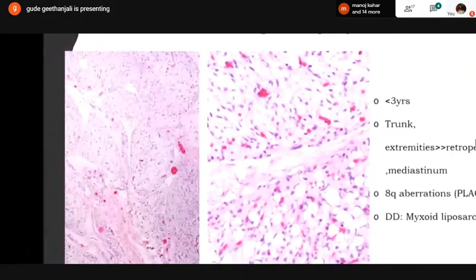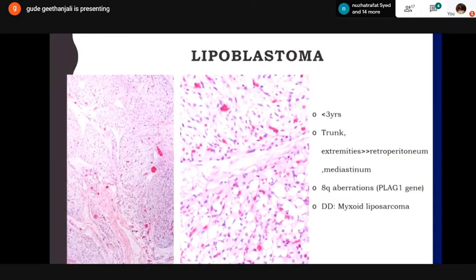It comes into the differential diagnosis of myxoid liposarcoma, which is a malignant adipocytic tumor seen in children, but we should keep age in consideration. Myxoid liposarcoma occurs in somewhat older children, in late childhood, and the background is myxoid in both lipoblastoma and myxoid liposarcoma. But lipoblastoma has a more prominent lobulated architecture, whereas liposarcoma doesn't have that lobulated architecture. Myxoid liposarcoma has more cellularity in the periphery of the lesion, which is not seen in lipoblastoma. In case of doubt, if we want to prove it, we can look for DDIT3 fusion in myxoid liposarcoma, whereas lipoblastoma shows 8q aberrations with PLAG1 gene rearrangement.